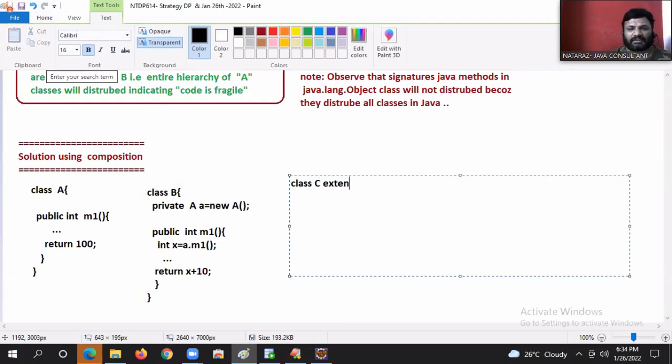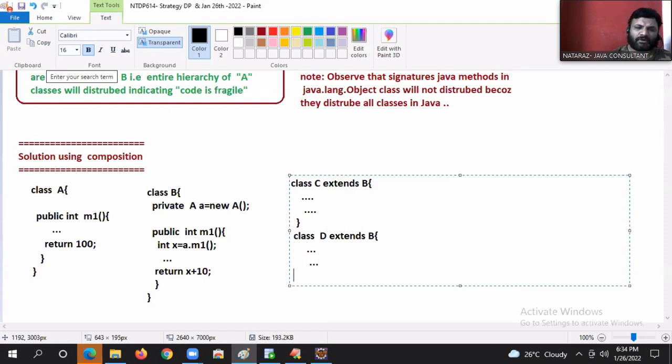Now class C extends B. Class D extends B, guys.